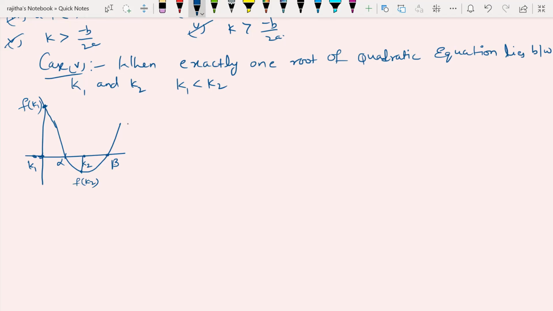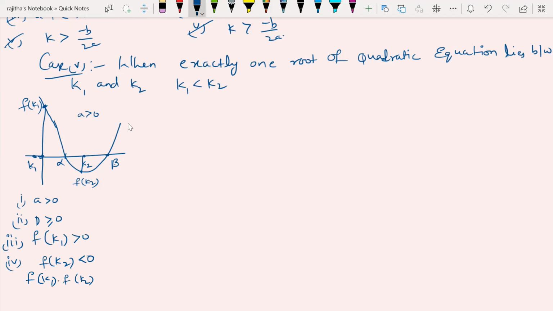So here is what we have to observe. A is greater than 0. The discriminant is also greater than or equal to 0. Next, f of k1 is greater than 0, f of k2 is less than 0. So f of k1 into f of k2 is less than 0.